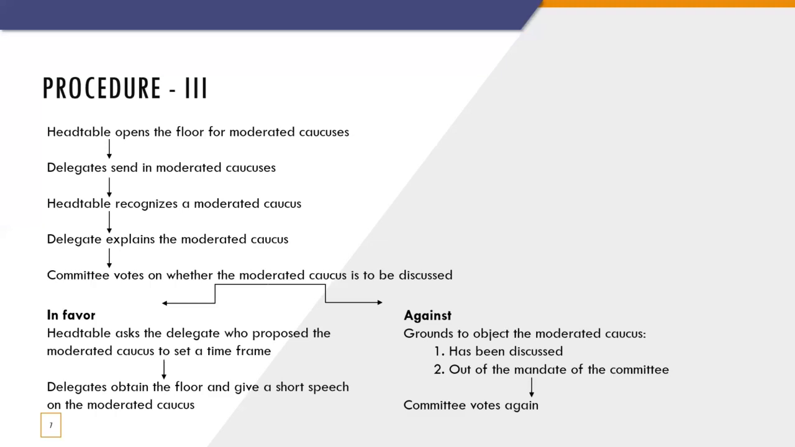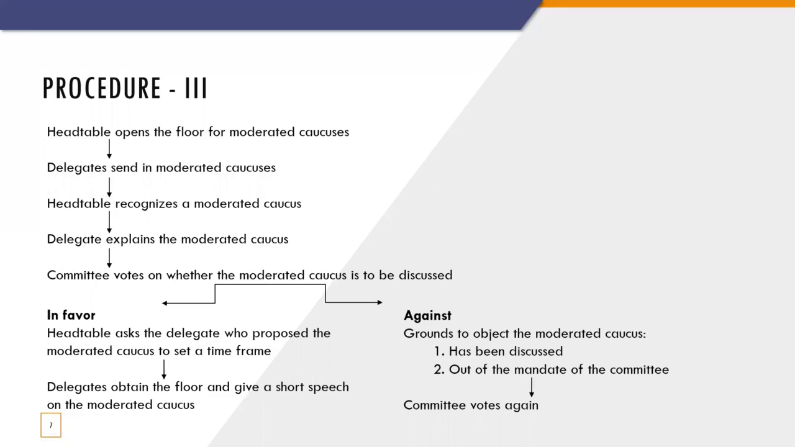In the case that there is an objection, then there will be a committee vote. There will be a speech for why this moderate caucus should be discussed, and a speech against why this moderate caucus should not be discussed. Then there will be a vote, and depending on the vote, the following steps will be taken. If the vote passes, as I discussed before, the delegate will be able to speak on it, and other delegates can even raise their placard to speak on this moderate caucus. If it fails, if the objection is successful, then the chair will often move on to the next moderate caucus.